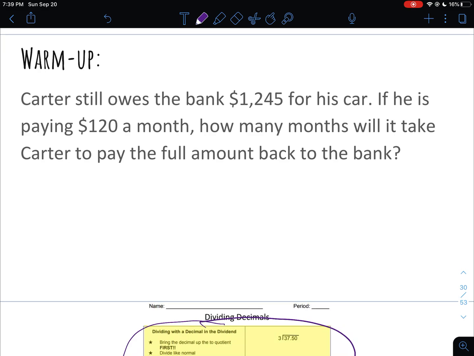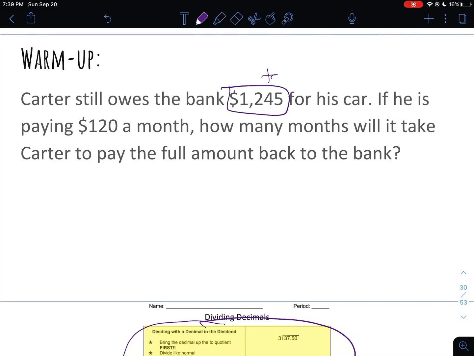So for today, your warm-up is: Carter still owes the bank $1,245 for his car. If he is paying $120 a month, how many months will it take Carter to pay the full amount back to the bank? So right now, I would like you to pause the video and try to figure out how many months it's going to take him to pay the bank back the $1,245, okay? Go for it. Okay, I hope you paused the video.